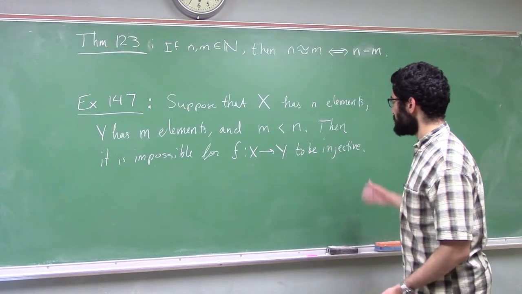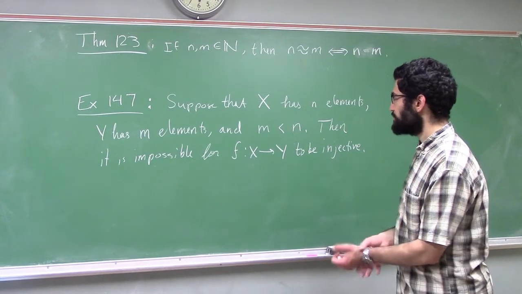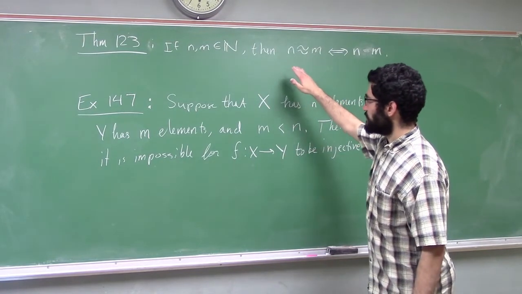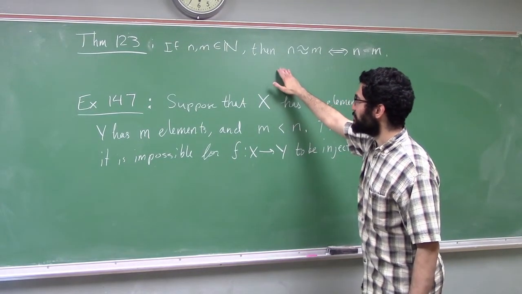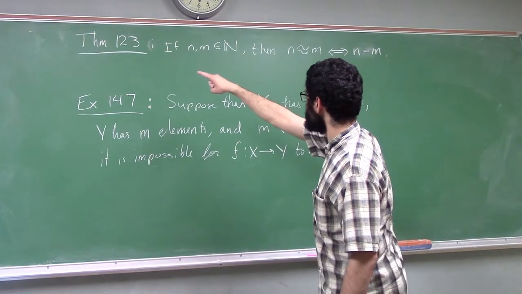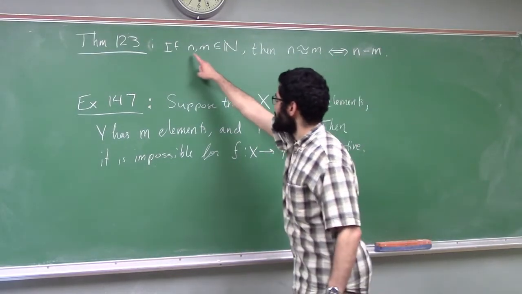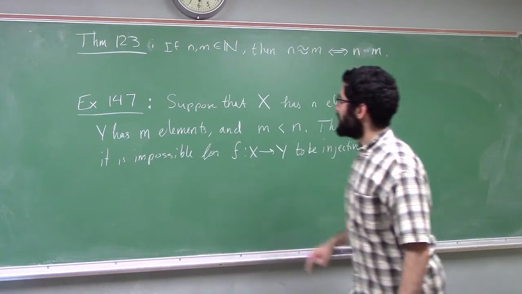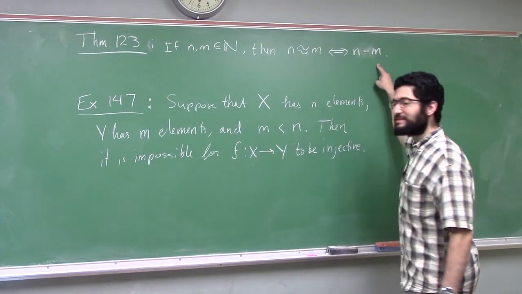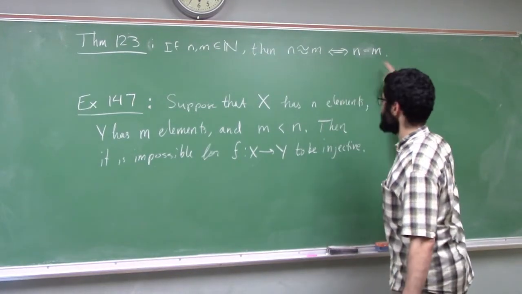Another nice result, this one, is often called the Pigeonhole Principle, and this one is an exercise. Actually, before I talk about this, I want to make an important point about Theorem 123. I've seen people get too excited about this theorem and forget about the hypothesis that n and m are natural numbers, and instead just think that if two sets have the same cardinality, then they're equal. That is a huge mistake. This only works for natural numbers.